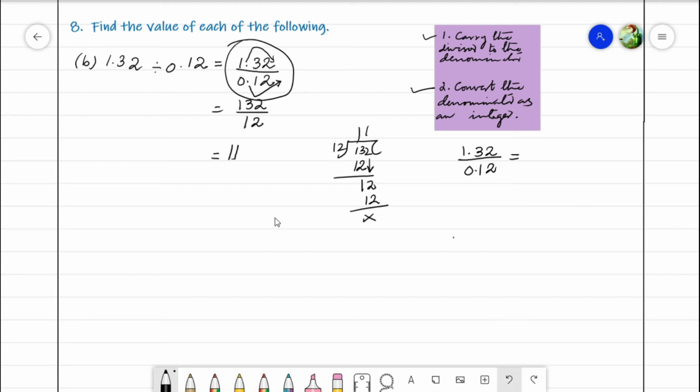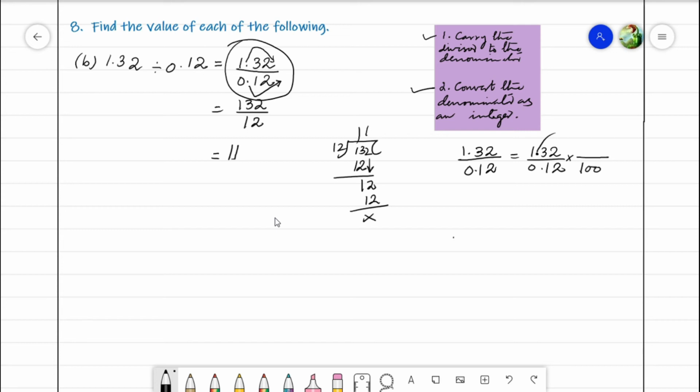As we are going to solve it, what will we do? This is 1.32 divided by 0.12. As you have already known, when I remove the decimal from the numerator, for the decimal I will put a 1, and for the two decimal places I will put two zeros over there.